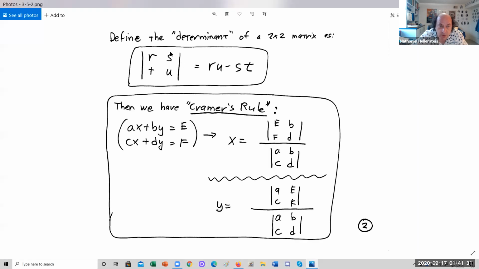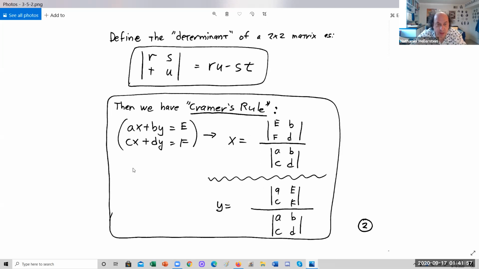So here's what we do. Remember I talked about a coefficient matrix, a 2 by 2 array of numbers. The determinant, which we denote by putting lines around it like this, the determinant of R, S, T, U is RU minus ST. That's if you get rusty. So product along the main diagonal minus product along the opposite diagonal.